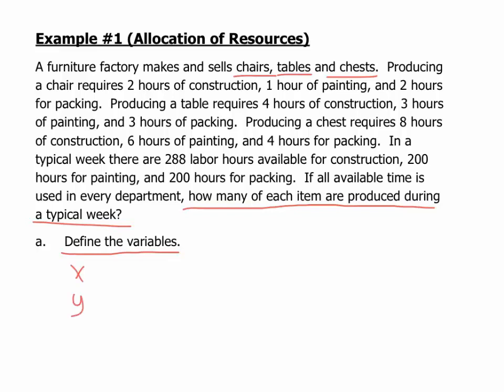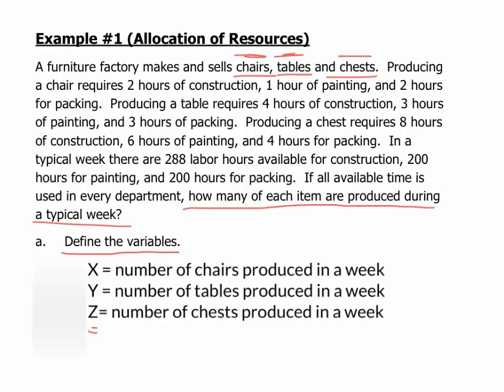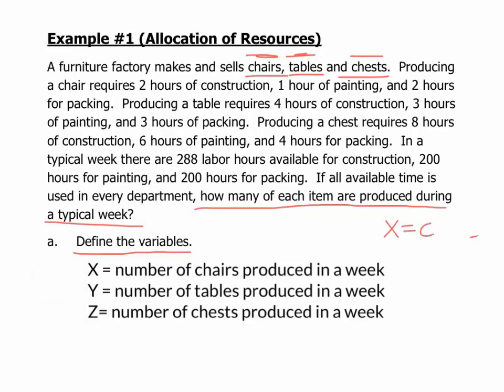This is how we're going to define our variables. Our x, y, and z are going to be the number of each of these things: chairs, tables, and chests. You can see that I've written x is the number of chairs produced in a week, y is the number of tables produced in a week, z is the number of chests produced in a week. I would try to refrain from writing something like x equals chairs, because that doesn't tell you what about chairs we're looking at. We need to be very specific and say we're talking about the number of chairs we're producing in a week. So don't write x equals chairs.